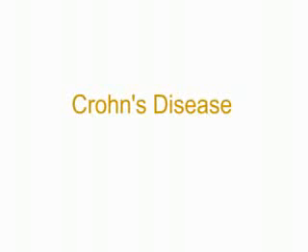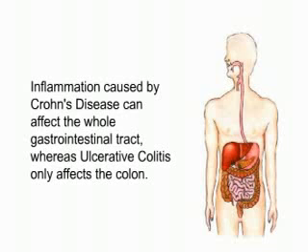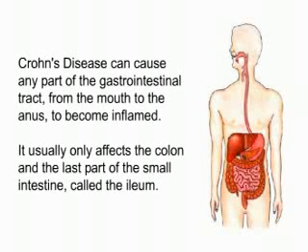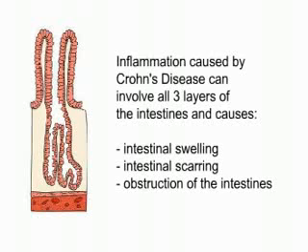Crohn's disease. Inflammation caused by Crohn's disease can affect the whole gastrointestinal tract, whereas ulcerative colitis only affects the colon. Crohn's disease can cause any part of the gastrointestinal tract from the mouth to the anus to become inflamed. It usually only affects the colon and the last part of the small intestine, called the ileum. Inflammation caused by Crohn's disease can involve all 3 layers of the intestines and causes intestinal swelling, intestinal scarring, obstruction of the intestines.